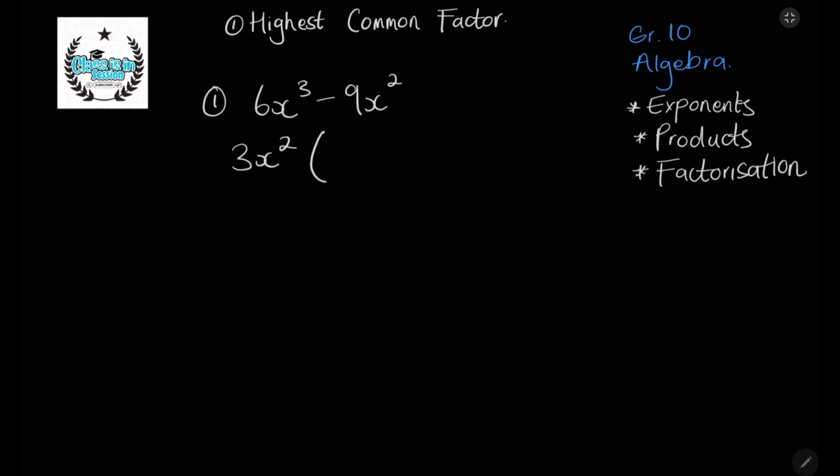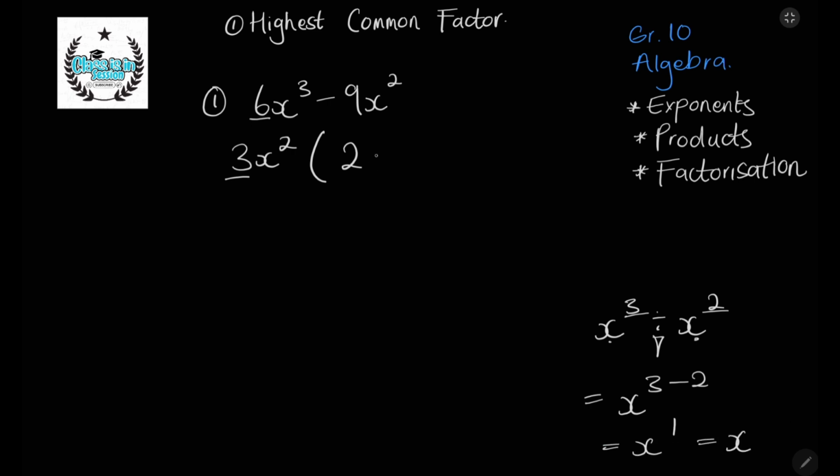Let's start with the coefficients. 6 divided by 3 is 2. Then we have x cubed divided by x squared. We have two bases that are divided, so we subtract the exponents. This is x to the power 3 minus 2, so you're left with x to the power 1, or just x. So we should have x here. It'll be 3 minus 2. That's how it works. So in the first term, we have 2x.